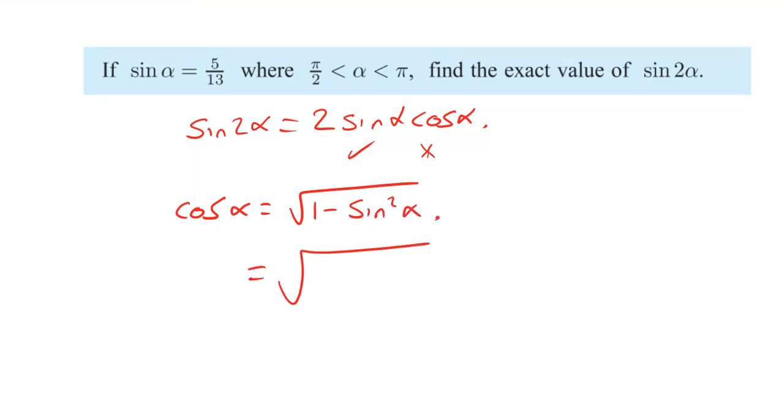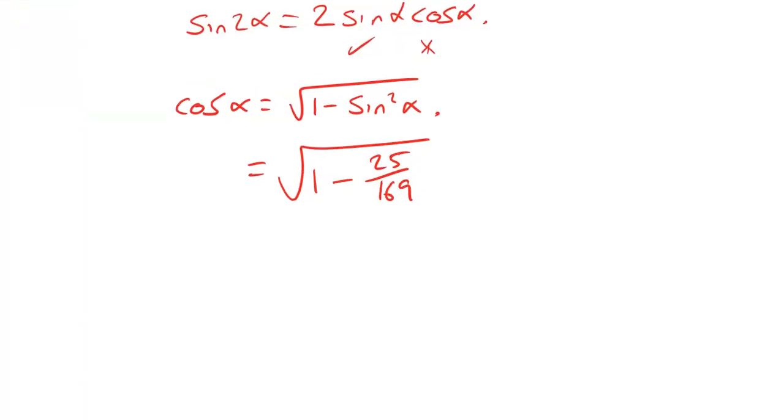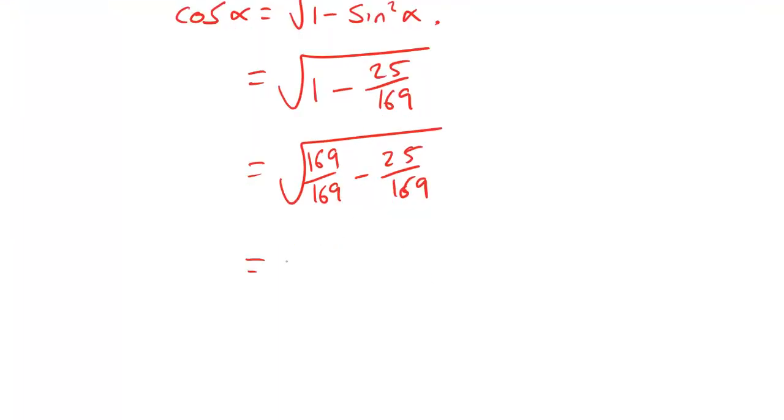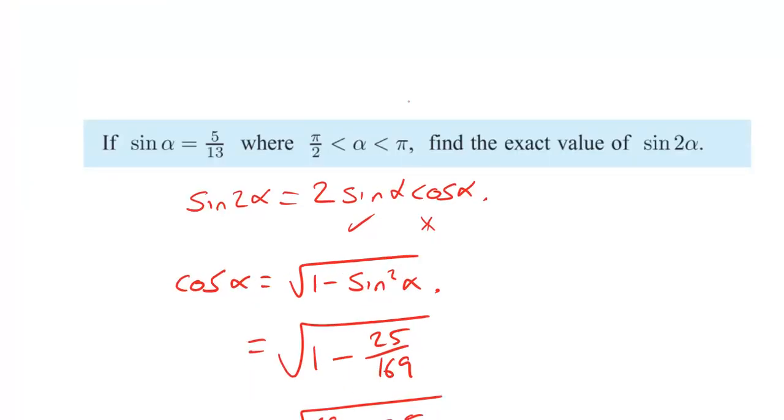So putting these numbers in, doing it nice and slowly, we are going to have 1 minus, and 5/13 squared is 25/169. Let's simplify this. Let's write the 1 as 169/169. So it's got the same denominator. And then we can collect these up and say it's the square root of 144/169. This simplifies nicely to be plus or minus 12/13.